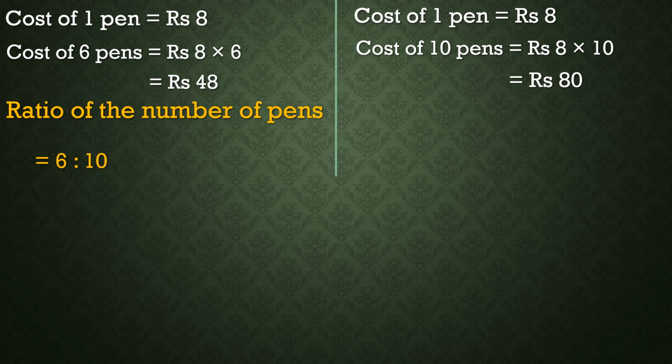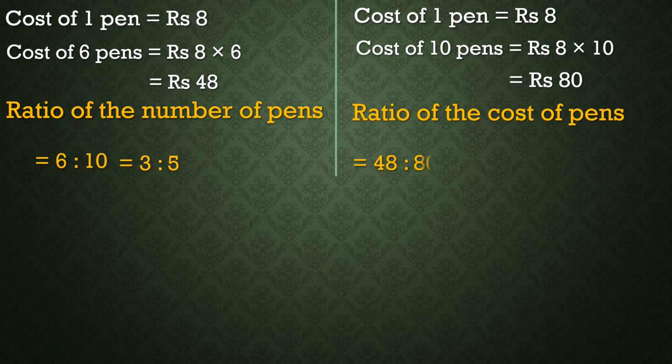Now simplify. See, 6 and 10 both are divisible by 2. So divide. 2 3s are 6 and 2 5s are 10. So we get 3:5. And the ratio of the cost of pens is equal to 48:80. Now simplify. See, 48 and 80 both are divisible by 16. So divide. 16 3s are 48 and 16 5s are 80. So we get 3:5. So what you observe?